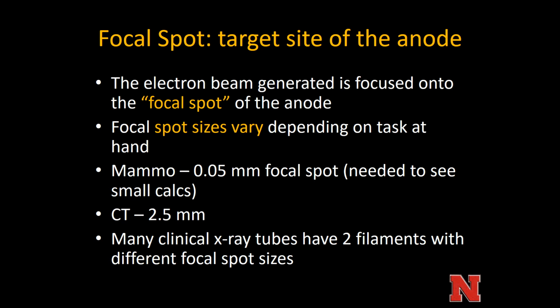For CT, where you don't need quite as much anatomic detail as you would in a mammographic image, the focal spot is going to be bigger, and there's going to be more current involved, so you have to have a larger focal spot to dissipate heat, and the focal spot for CT might be something like 2.5 millimeters. Many clinical X-ray tubes have 2 different filaments. Some even have more filaments with different focal spot sizes, so you can use them differently based off of your setup, whether you're doing a big abdominal or chest radiograph, or a very small dedicated wrist radiograph, for example. Depending on the task at hand, different clinical X-ray tubes may use different filaments.